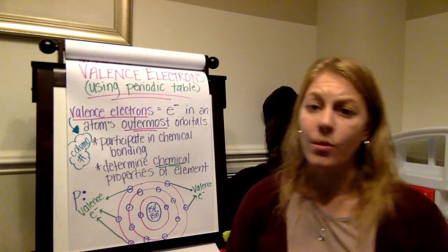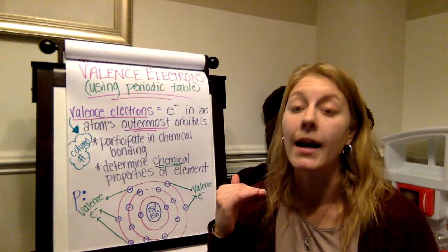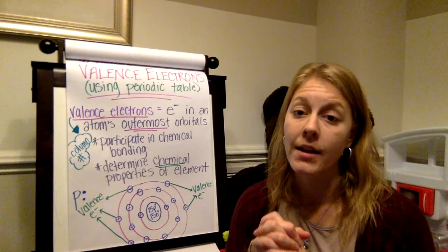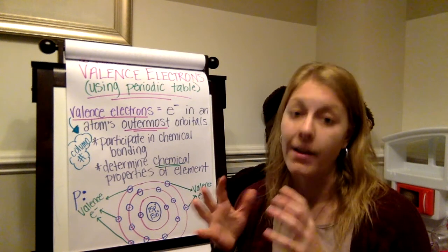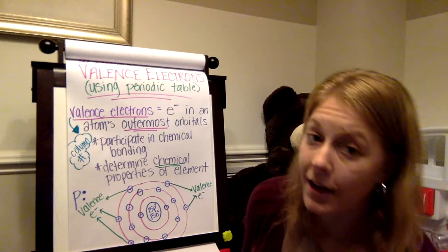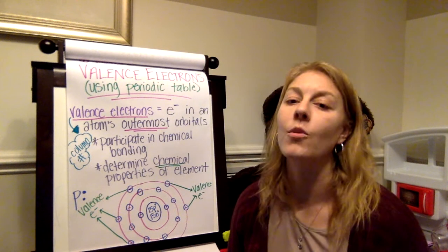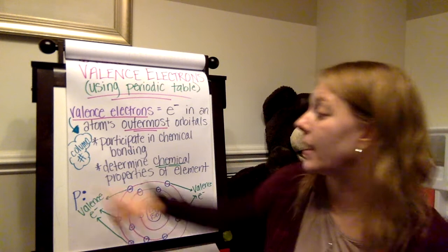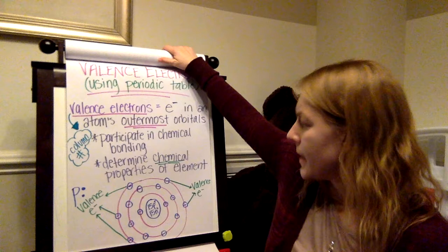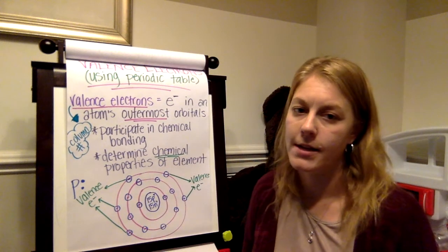All right, so remember that we said that protons are the identity of an atom. The electrons are the personality of the atom, how they're going to react with each other, and specifically these valence electrons. Now, we can use the periodic table to determine how many valence electrons an atom has. We use that by looking at the column number on the periodic table, and I'll show you that in a second too.